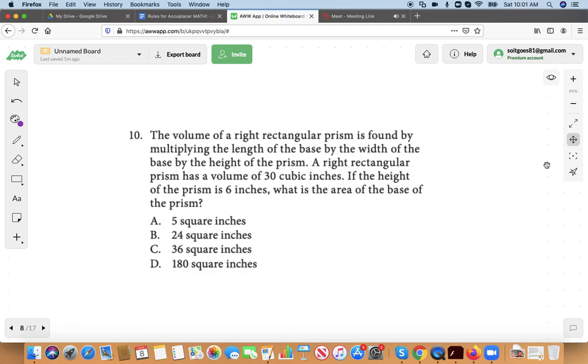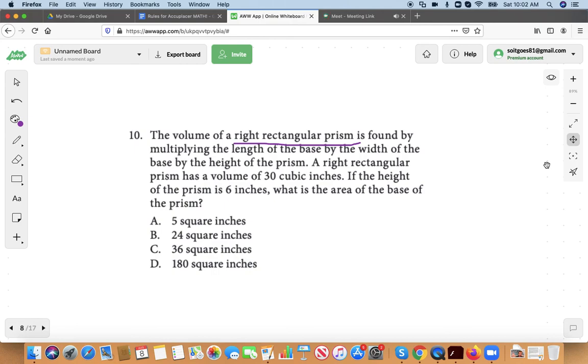But I want to understand the question. So I want you to read it again for me nice and slow. The volume of a right rectangular prism is found by multiplying the length of the base by the width of the base by the height of the prism. Okay, stop. We got to talk some terms here. Do you know what a right rectangular prism is? This term right here?